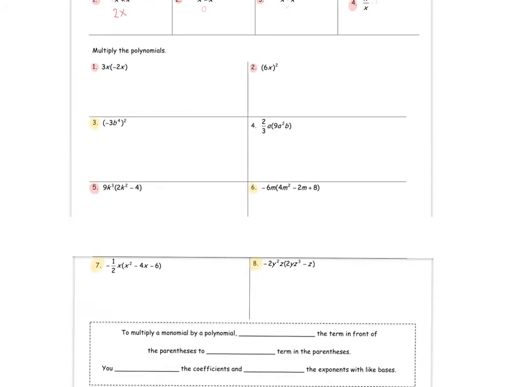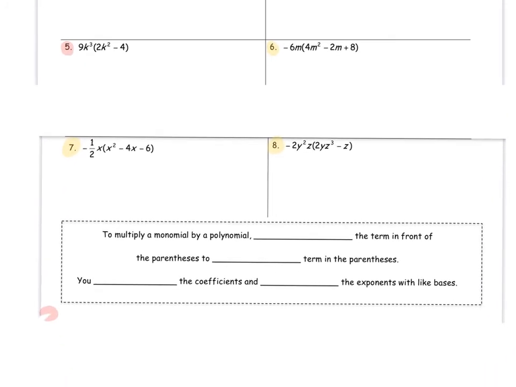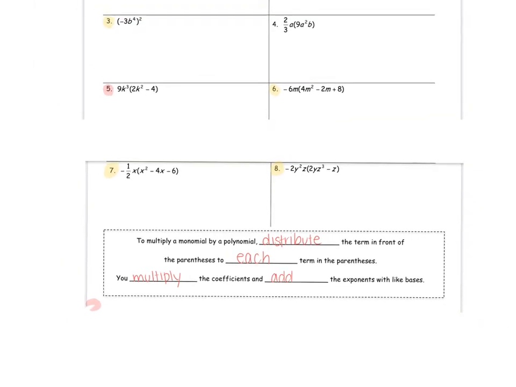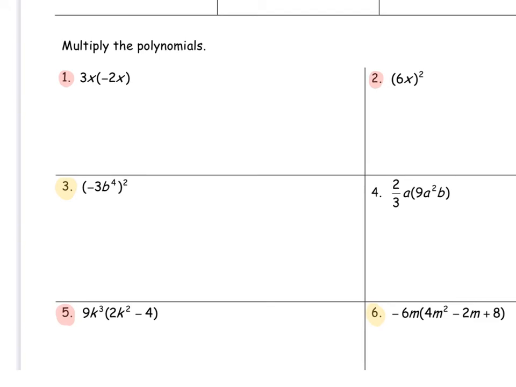So let's start off with the note that's at the bottom of your page. To multiply a monomial by a polynomial, distribute the term in front of the parentheses to each term in the parentheses. You multiply the coefficients and add the exponents with like bases. We already know how to distribute, so it shouldn't be hard. The only extra step is that we're looking at the exponents.